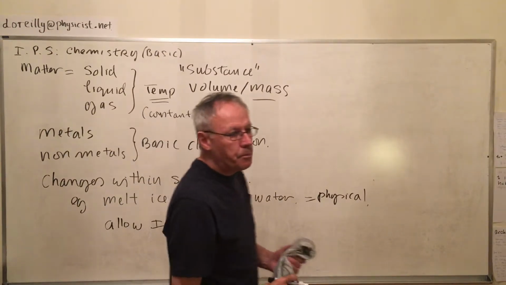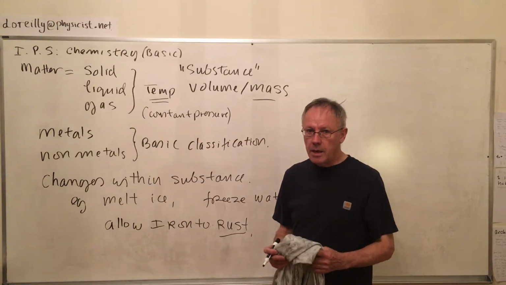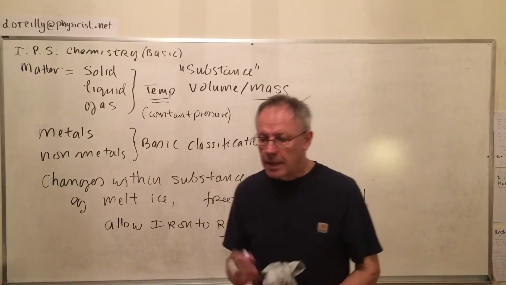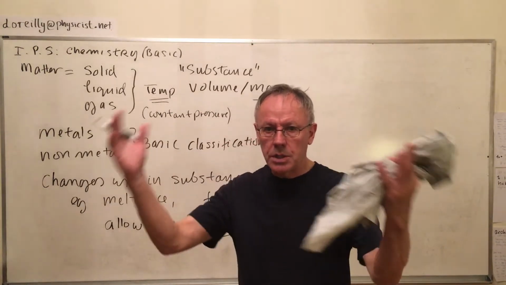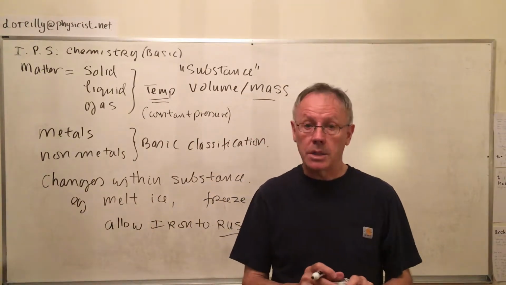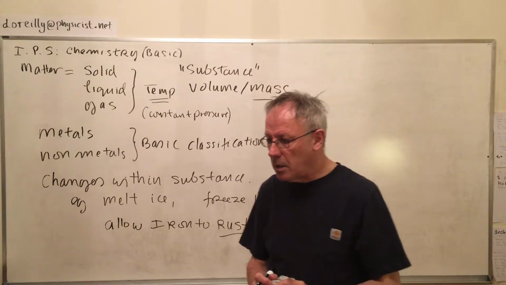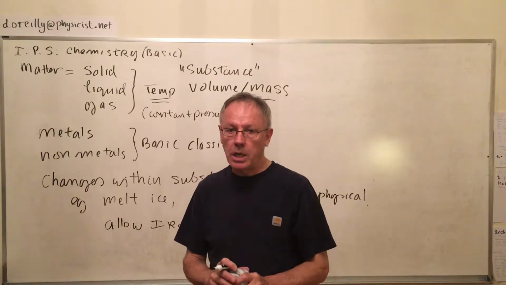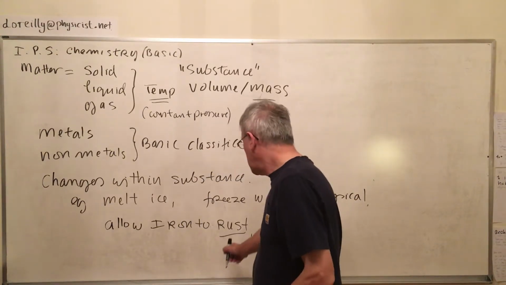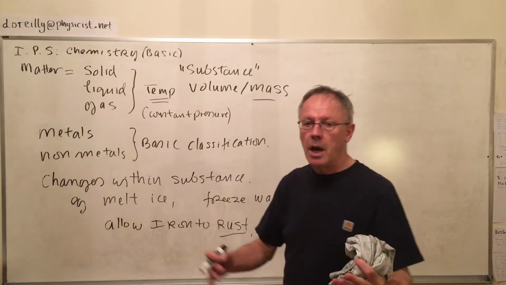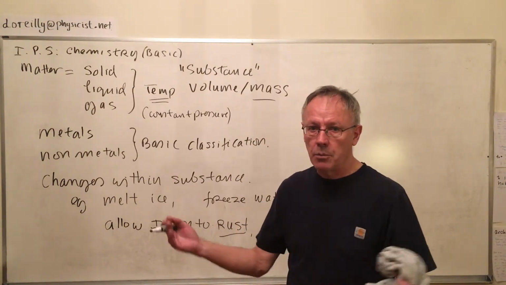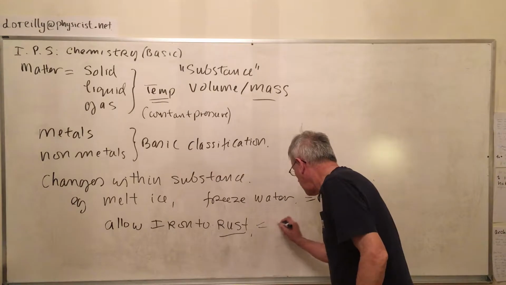But if we allow iron to rust, we can't get back to iron if it all rusts away. It becomes iron oxide. We can't get back to iron unless we go through a chemical change. This is a chemical process to retrieve the iron. You could actually smelt the iron, heat it up really high. This is a chemical change.